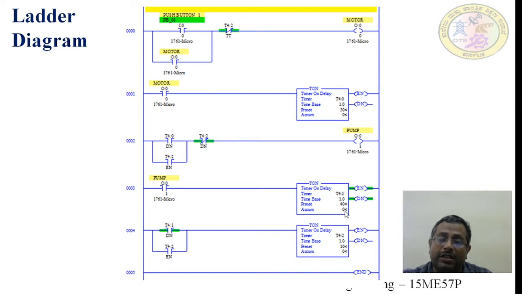Once the accumulated value reaches the preset value, that is 40 seconds, it will switch off. That's why here we are giving a timer address as an NC switch. As the time reaches 40 seconds, this switch placed in the first rung will open. At that time the motor will switch off.